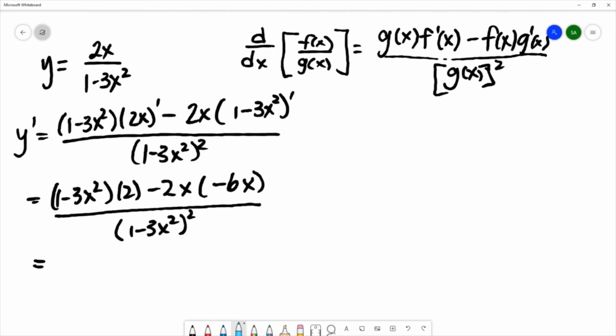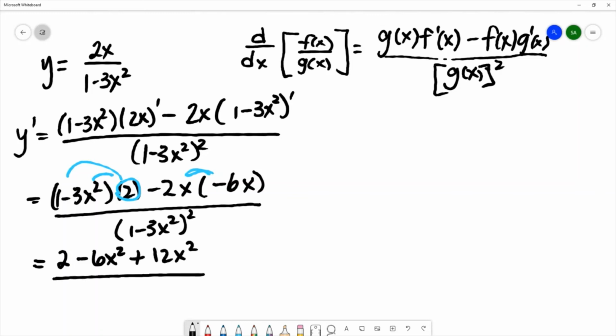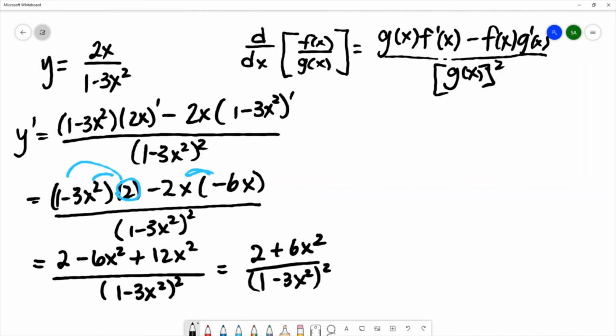I'll use the distributive property here and just multiply. This gives me 2 minus 6x squared plus 12x squared over 1 minus 3x squared squared. And I can combine like terms to get 2 plus 6x squared over 1 minus 3x squared squared. So we've calculated the derivative of 2x over 1 minus 3x squared to be 2 plus 6x squared over 1 minus 3x squared squared.